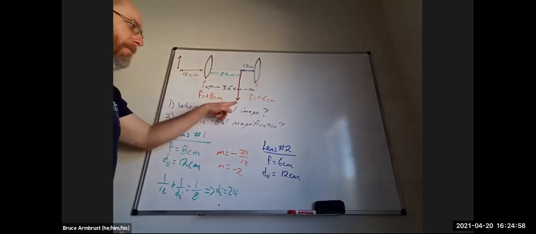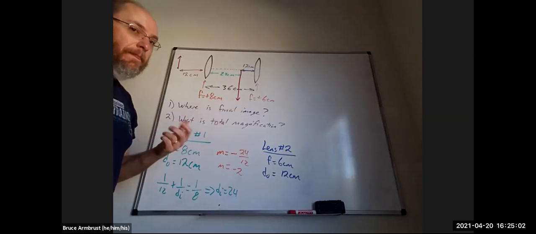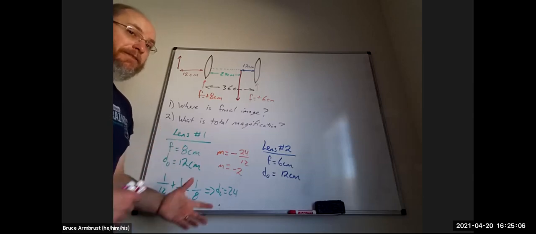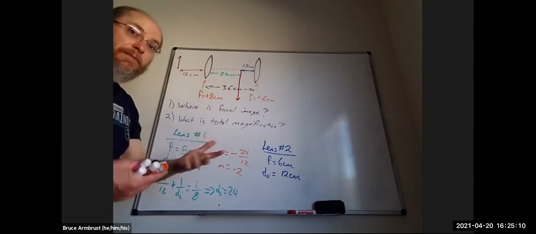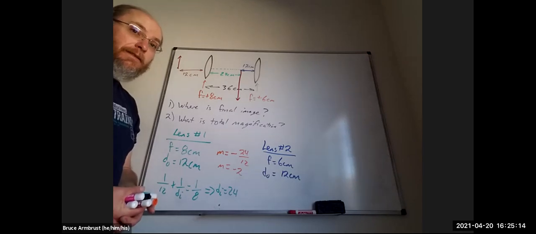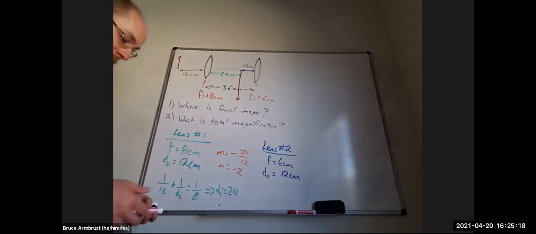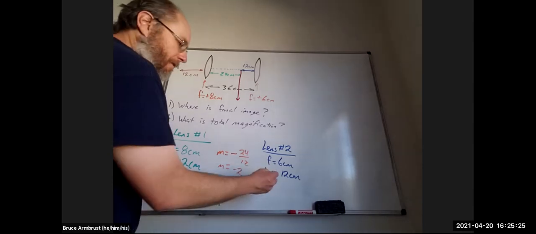Do the light rays pass through this? Well, it was a real image, which means the light rays pass through it, which means it has to be a real object for the other one. So it turns out that the DO is still going to be positive. We're still going to go with a plus 12 on this guy.